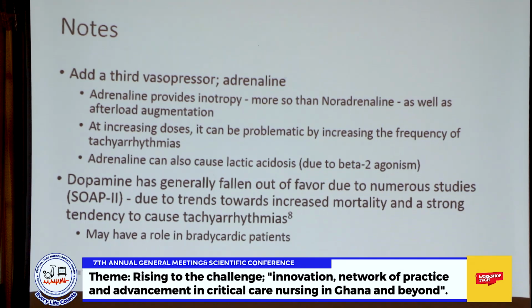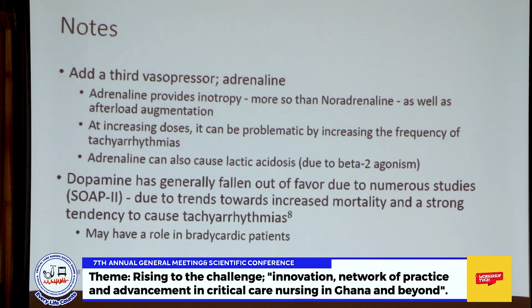So if I want to improve renal blood flow and I want to use dopamine, I'll use it at a low dose range. If I want the beta 1 effect, improve cardiac output, I'll use the one in between. If I want alpha effect, I'll use the one up there.